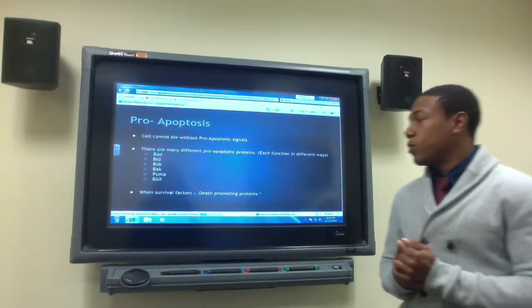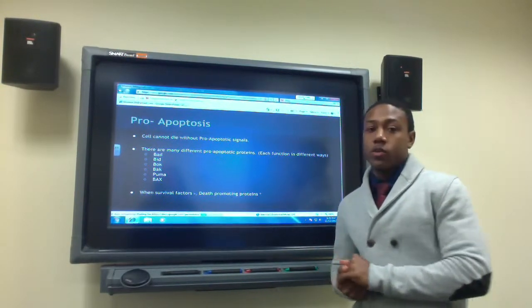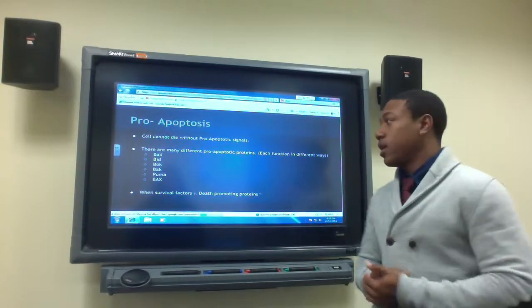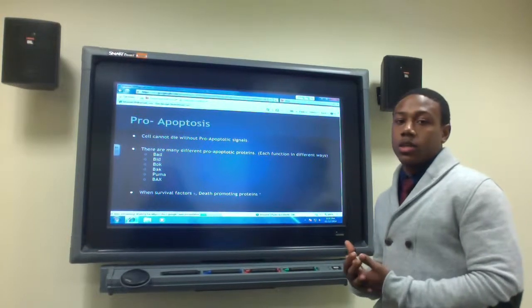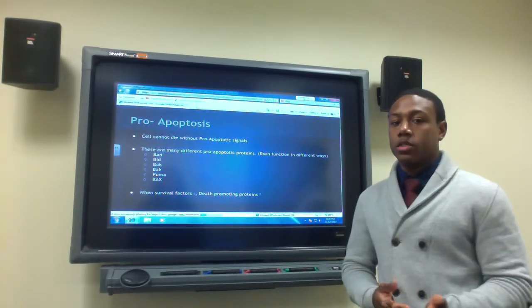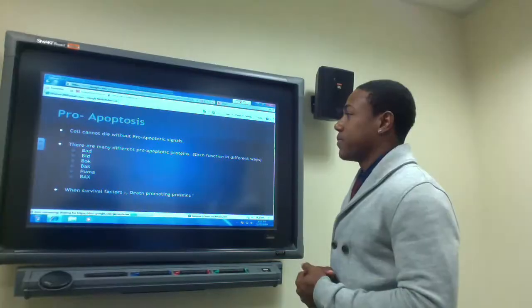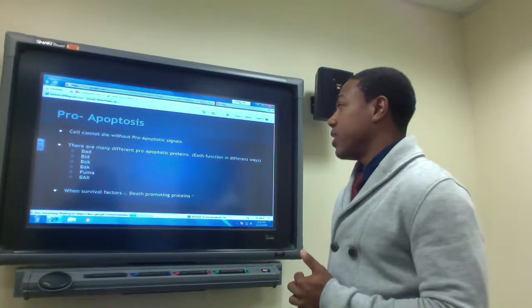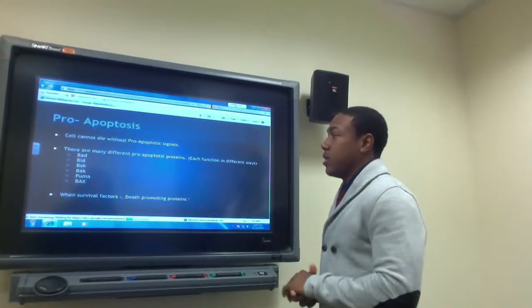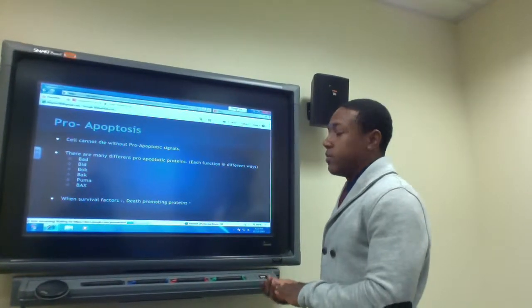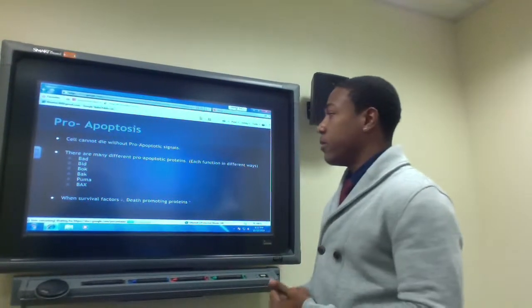So, for apoptosis to occur, you must have pro-apoptosis signals. And there are many different types of proteins that help apoptosis progress throughout its process. The cell cannot die without pro-apoptotic signals. There are many different proteins that help apoptosis occur. These proteins are very important.